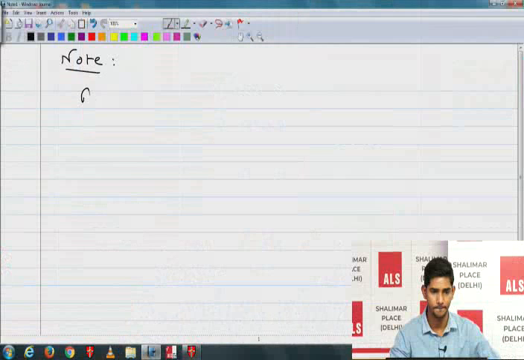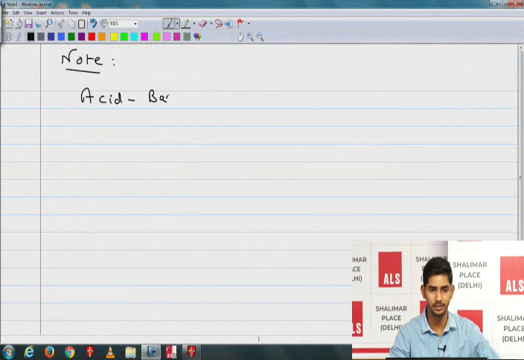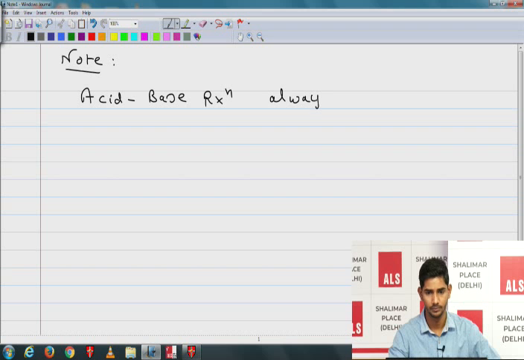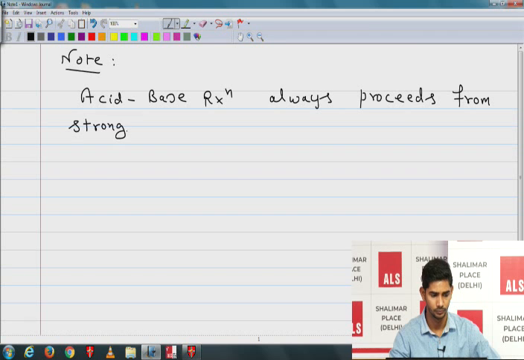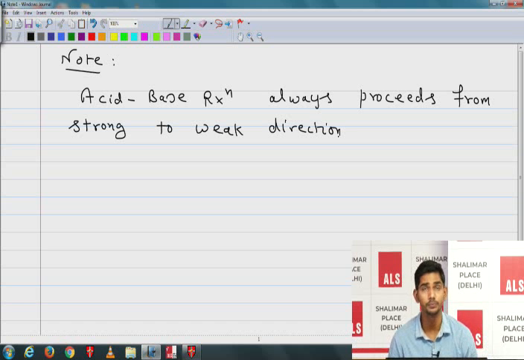Okay. So first of all, copy this one, guys. Make a note of it. That acid-base reaction always proceeds from strong to weak direction. Means strong acid to weak acid, or you can say that strong base to weak base.